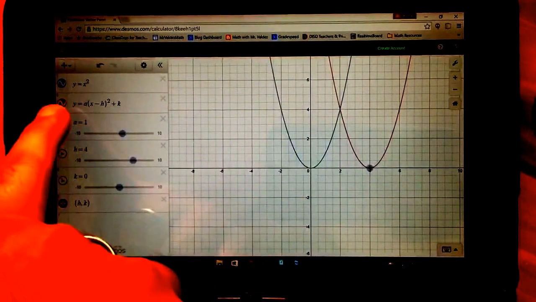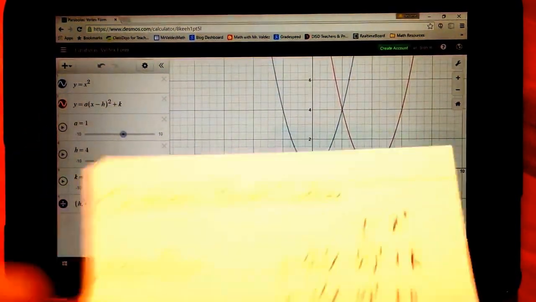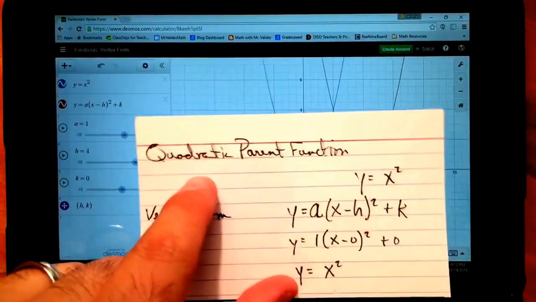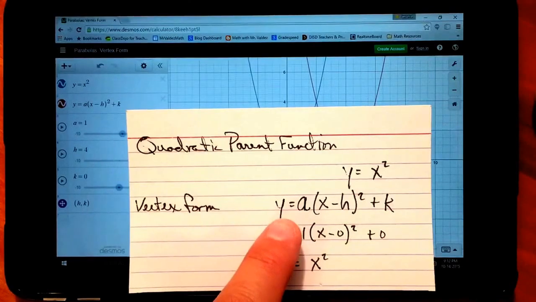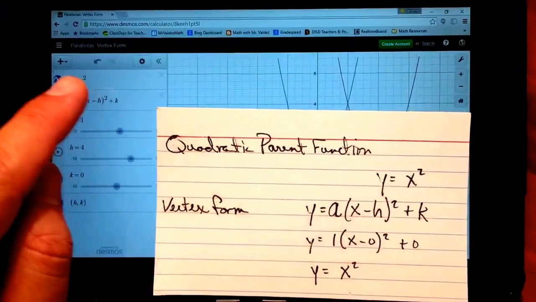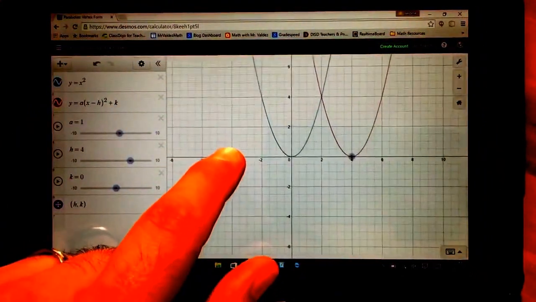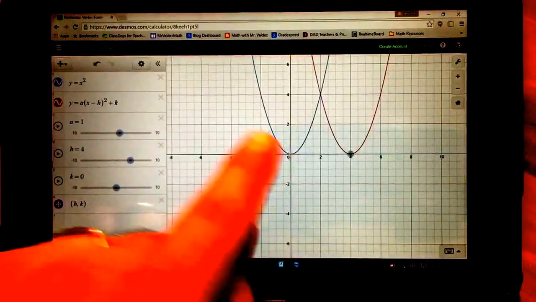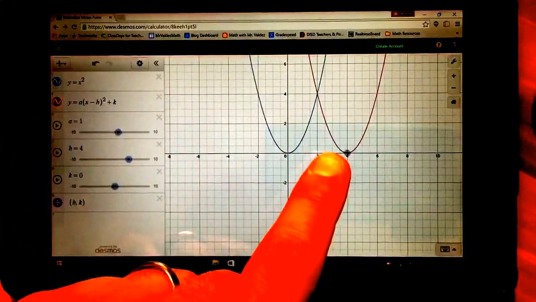So here in blue, we've got our quadratic parent function, y equals x squared. And then we've also got our vertex form, which is y equals a times x minus h squared plus k, which is written right here in red. So we've got two functions. Let me put my graph back. We've got the parent function in blue. We've got our vertex form in red.